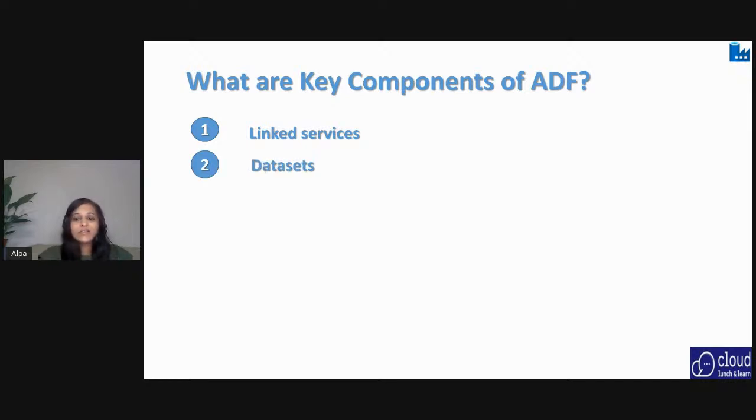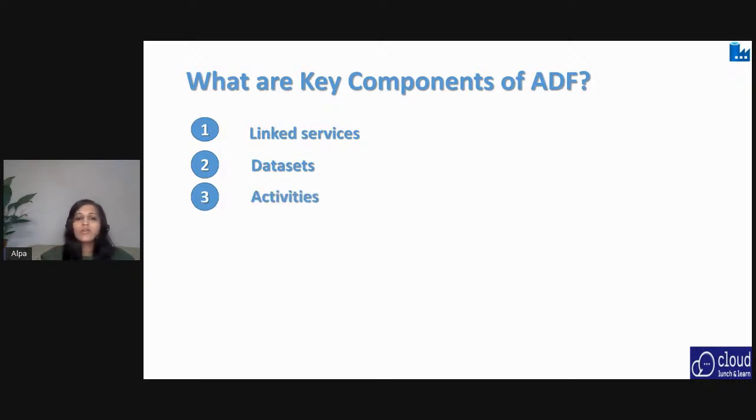Next one is datasets. Datasets is nothing but a structure of your data. For example, if your linked service is holding the connection string of Azure SQL Server, then your dataset is in the form of a table because it holds the structure of your data. And if your linked service is pointing to, for example, a REST API, then your dataset is in the form of JSON format, because it holds the data of your authorized source, which is authorized by linked services. So this is a dataset.